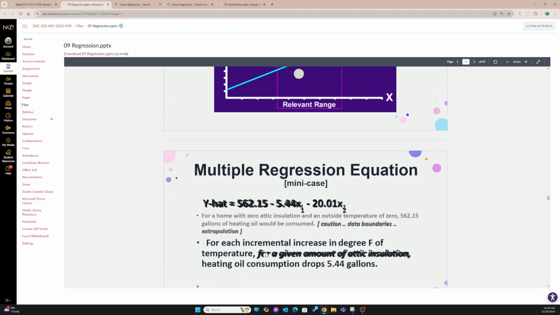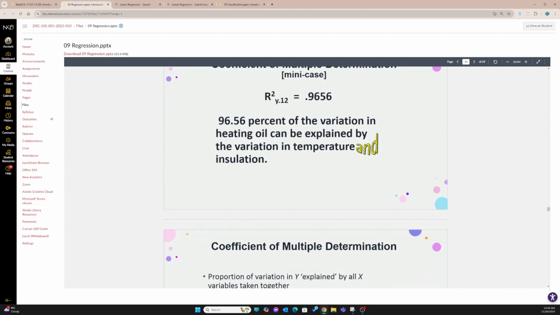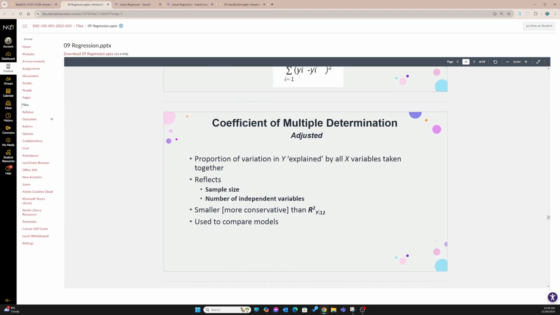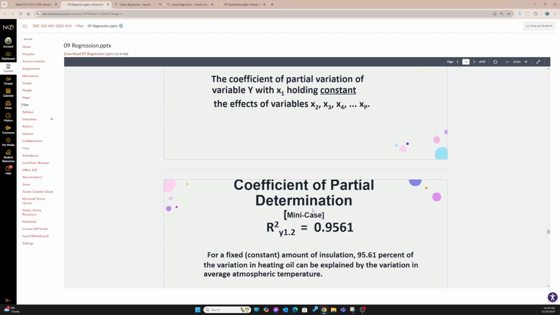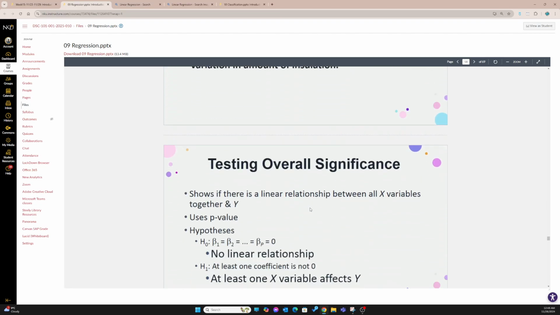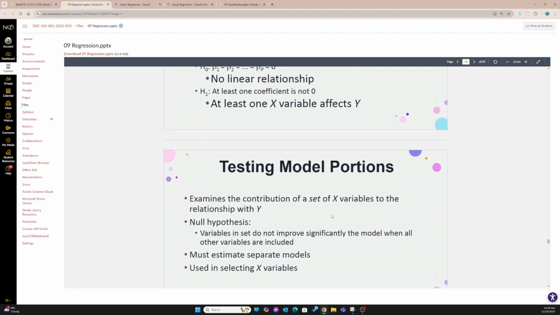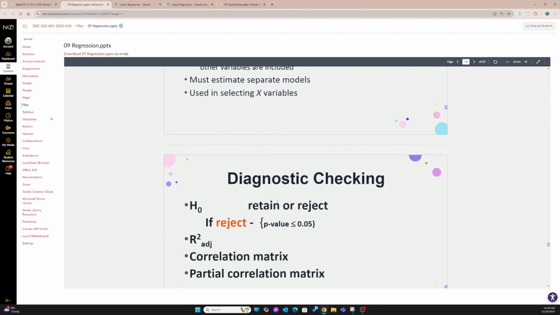Okay, looking further down, I think the last thing that I need to talk to you about regressions is these. These are all kind of similar things, just a bit different. I'm not gonna go into detail because I want to make this video as brief as possible.